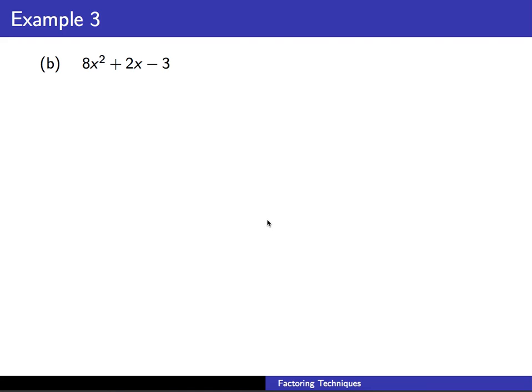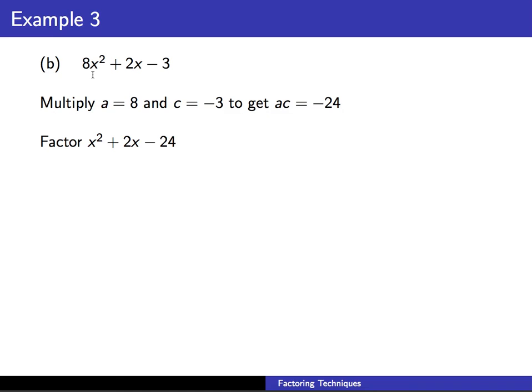All right, part B, 8x squared plus 2x minus 3. Well, first let's check for a greatest common factor. We don't have any. So we can take 8 times negative 3 to get negative 24. So we can factor x squared, this 2x we carry down, and then minus 24. So we need two numbers that multiply together to make negative 24 that add to 2, and that's 6 and negative 4.